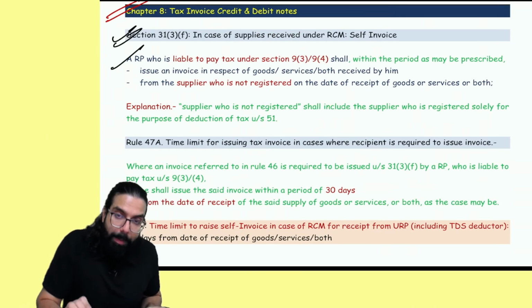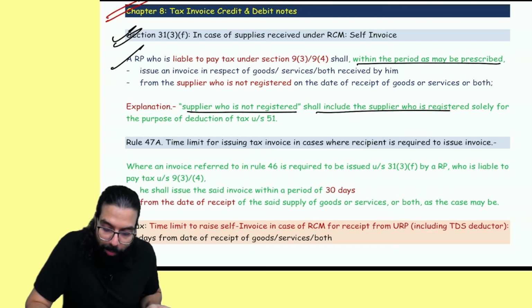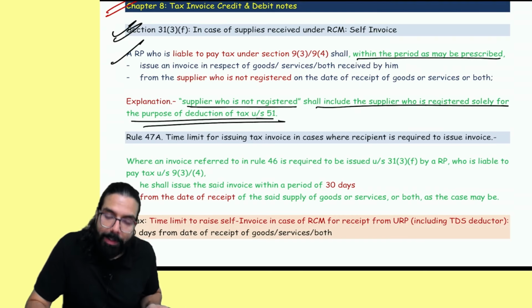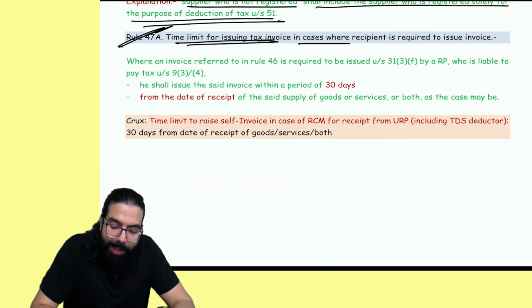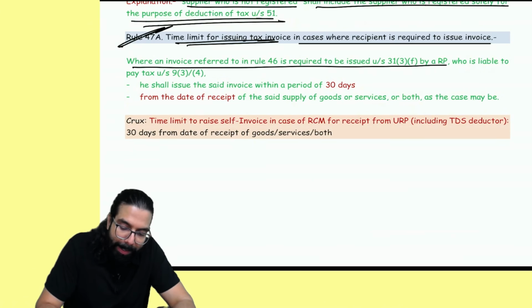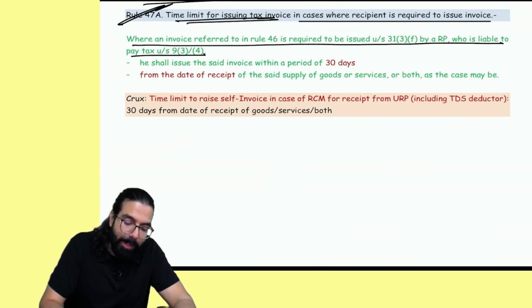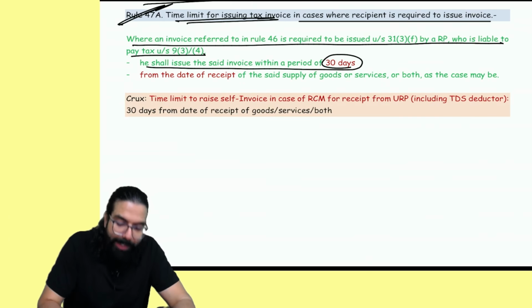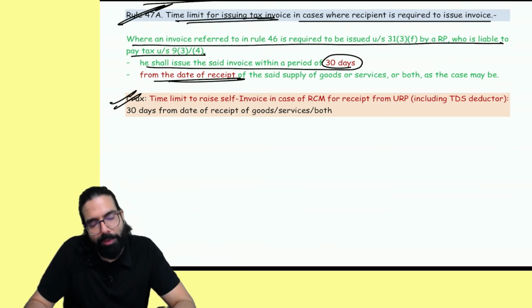Remember one thing, supplier unregistered means what? It says within a period as may be prescribed, you should make your self invoice. And a supplier who is not registered will always include whom, everyone? TDS deductor. Rule number 47A, time limit for issuing tax invoice where recipient is required to issue invoice. Where an invoice is required under 31(3)(f), which is when a person is liable to pay tax under RCM, he shall within 30 days from the receipt issue a self invoice. So the time limit for self invoice is given.